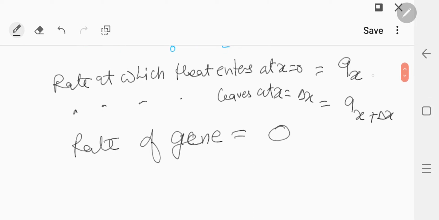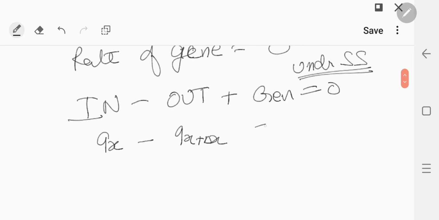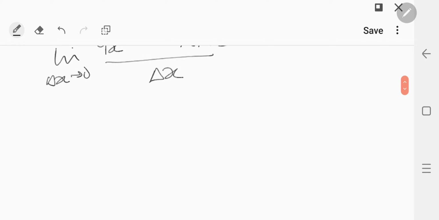So if we substitute all these terms in the basic equation, that is in minus out plus generation is equal to 0, under steady state conditions. So input is qx, output is qx plus delta x, equal to 0. If we divide by delta x and put the limit delta x approaches 0, we have dqx by dx is equal to 0, obviously the negative sign goes over here. So what do we have over here?